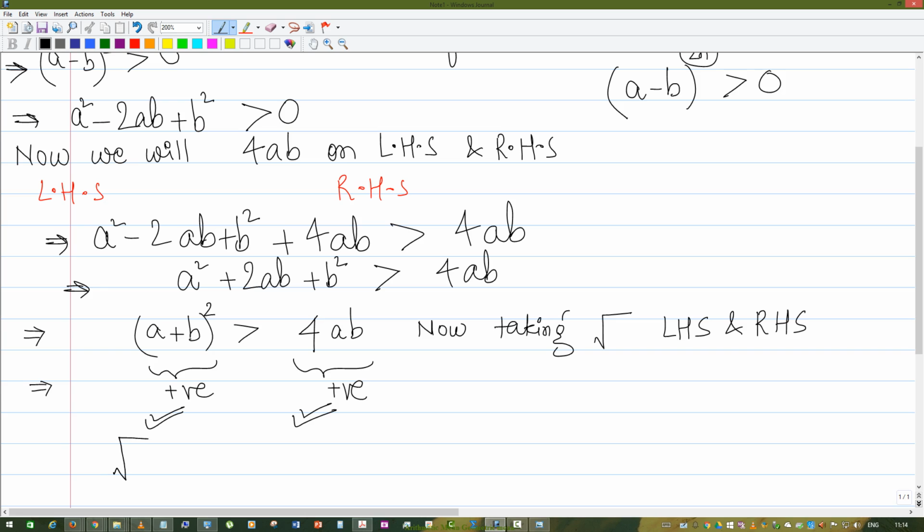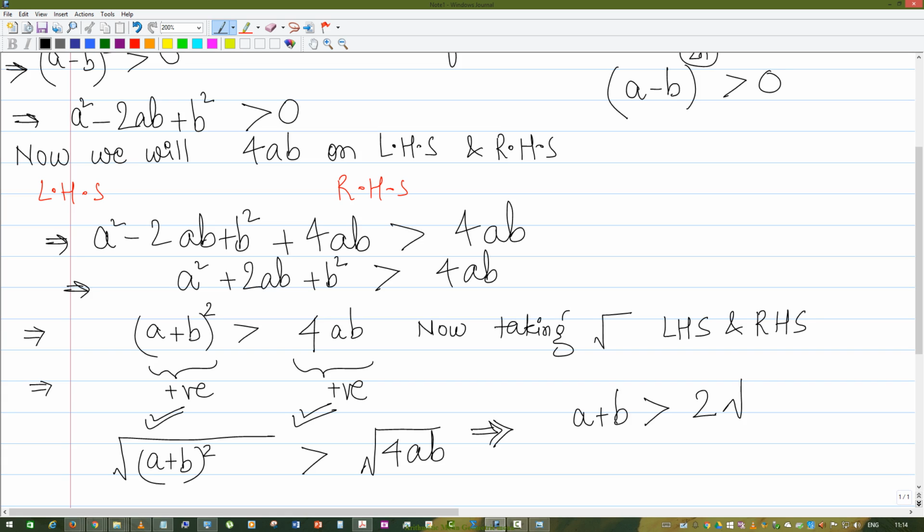So taking square root will give us the square root of (a plus b) squared is greater than the square root of 4ab, which is equivalent to saying a plus b is greater than twice the square root of ab. So a plus b upon 2 is greater than square root of ab.